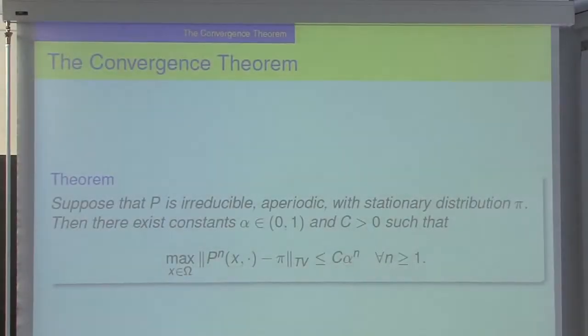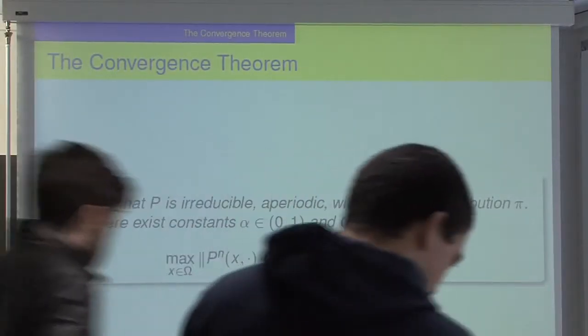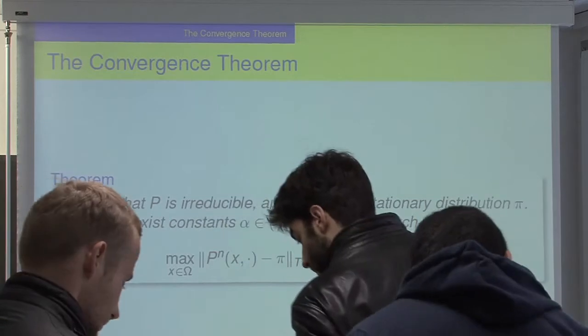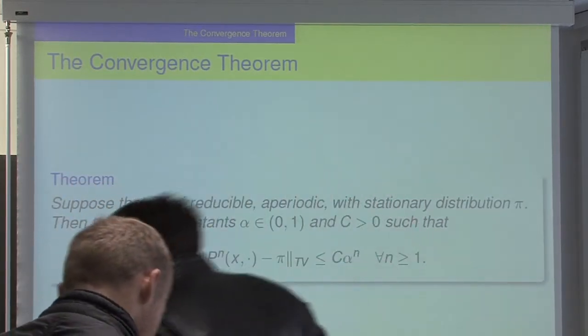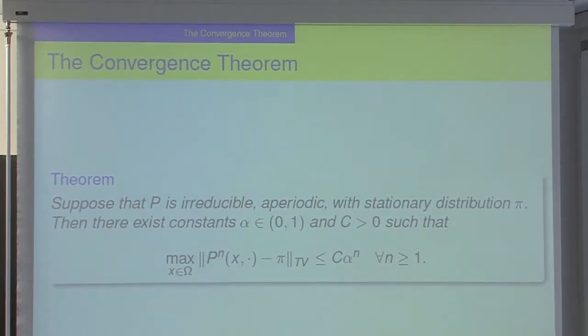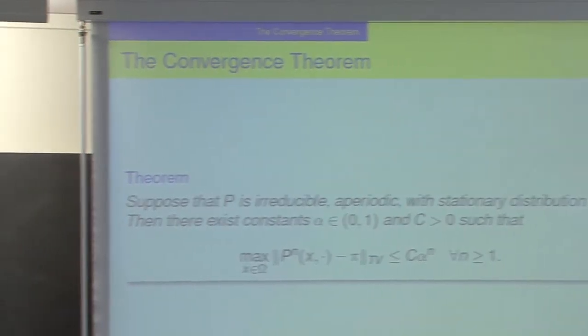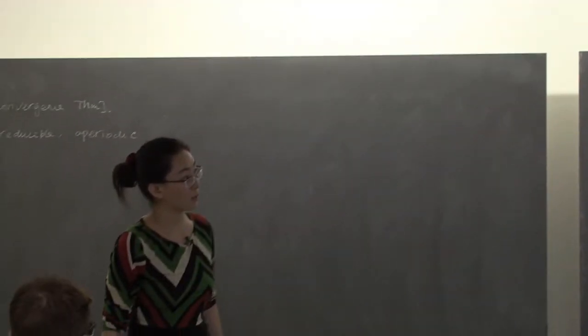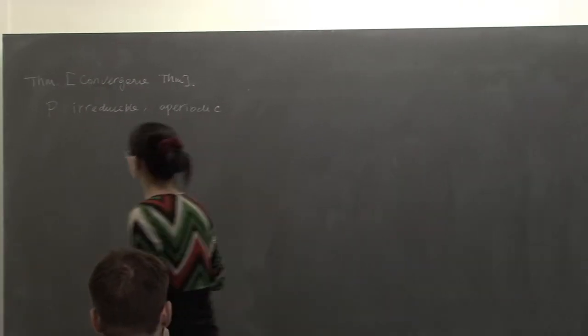So the convergence theorem says if P is irreducible and aperiodic, then the total variation distance between P^n and pi will decay exponentially fast.